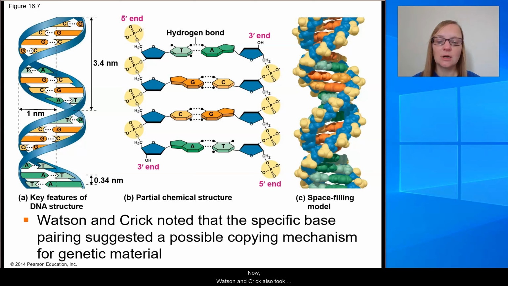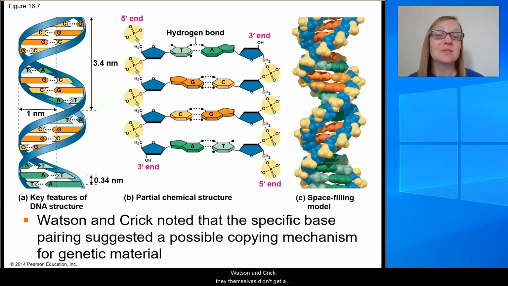Now, Watson and Crick also took other scientists' information that indicated that there was a very specific base pairing pattern in DNA. So adenines always would pair with the thymines, and the guanines always pair with the cytosines. It doesn't happen any other way. Otherwise, the structure of the molecule wouldn't work. And so they said, well, that's really interesting. If you only have one strand of this double helical DNA, you automatically know what the other one is going to look like. Maybe this is what cells do when they replicate their DNA. Maybe they pull apart the two strands and use both of them as a template to make a matching polynucleotide strand. And so they suggested this as a possible copying mechanism for the genetic material.